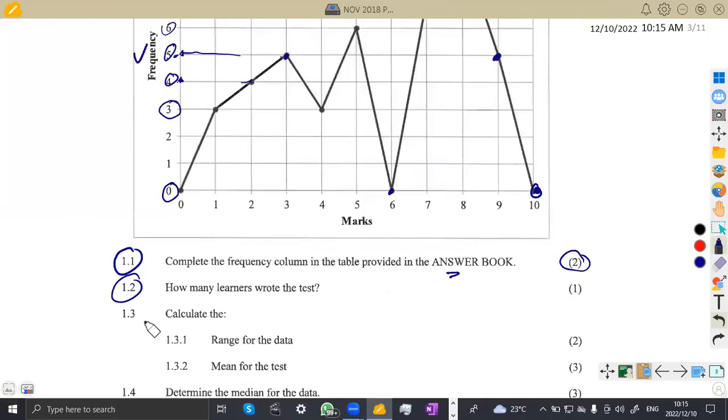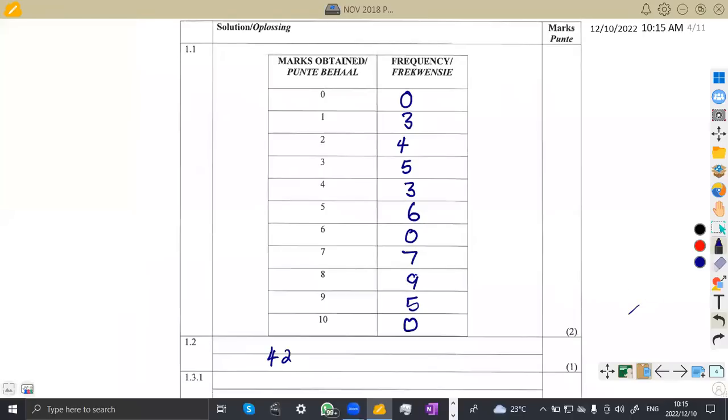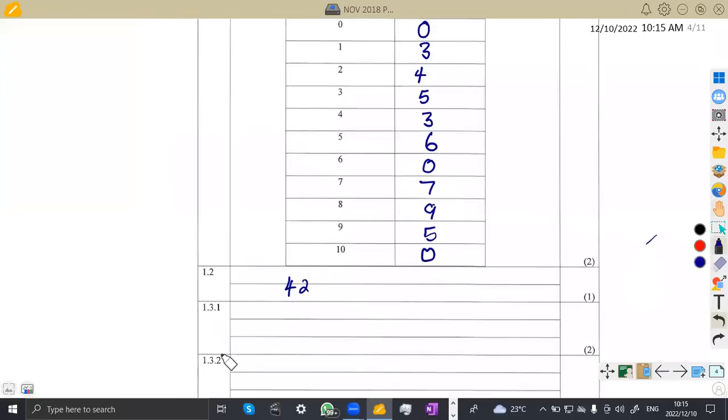Then if we cross-check on 1.3, we've got 1.31. Calculate the range of the data that you're given. So from the data that you are given, what is the range? Remembering that range is equivalent to the maximum minus the minimum value which is scored. So this is the maximum score and the minimum score that we're being scored.